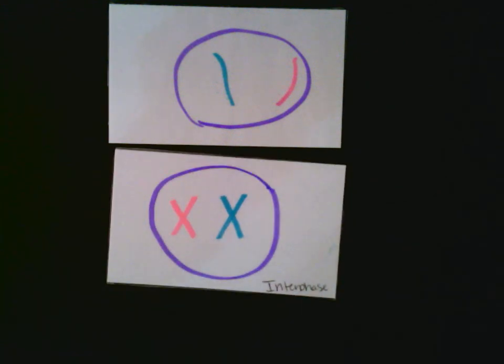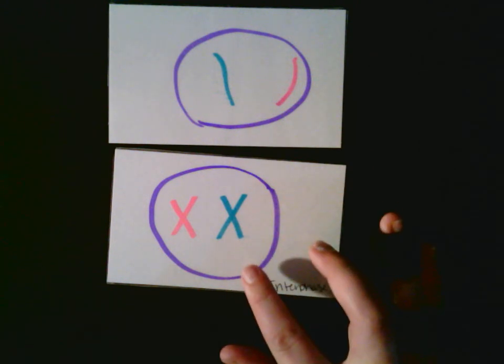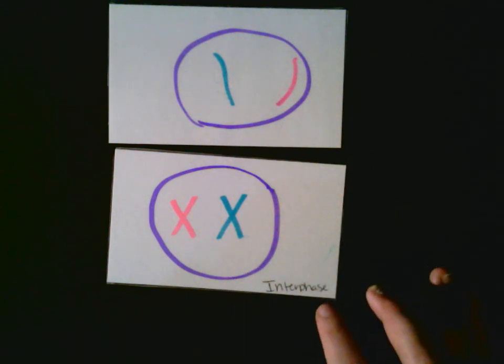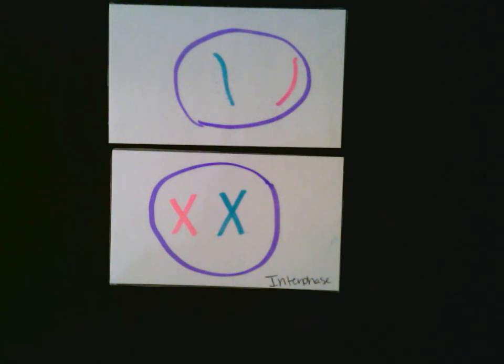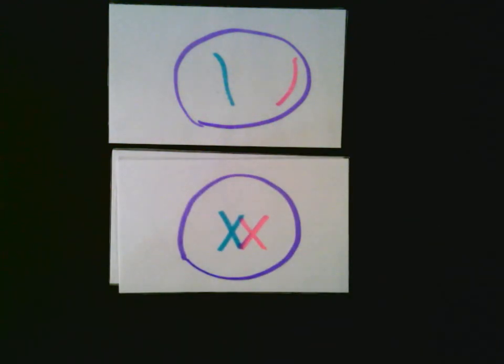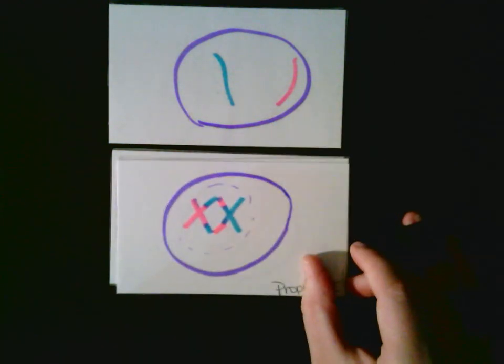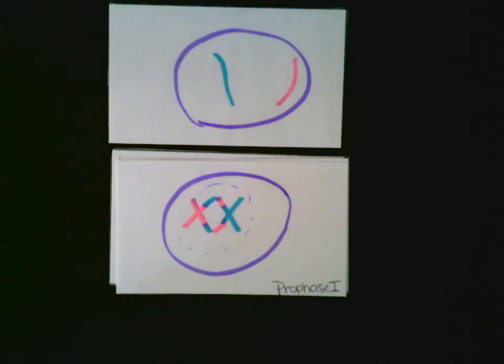So in meiosis, we have interphase as well, just like we do in mitosis. And so those chromosomes are duplicated. And once those chromosomes are duplicated, because these chromosomes are homologous, meaning that they have the same information in the same order, they're able to connect and exchange information through the process of crossing over that happens in prophase 1.